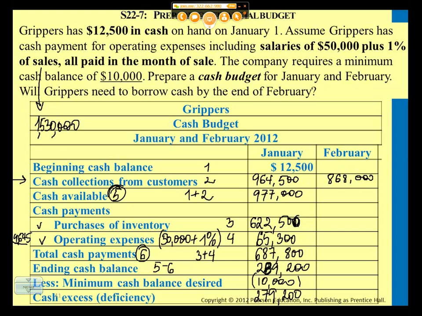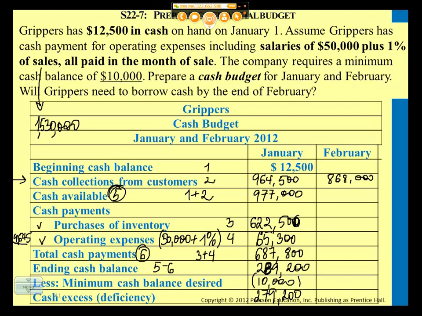Okay, so let's look at February. What are we going to do there? So how am I going to find my beginning cash balance? Which number is it? Which number am I going to use? 279? It's my cash excess, right? Which one do you think? I'm going to use my ending cash balance, right? Okay.